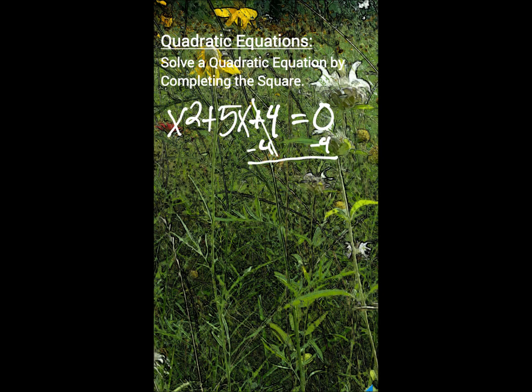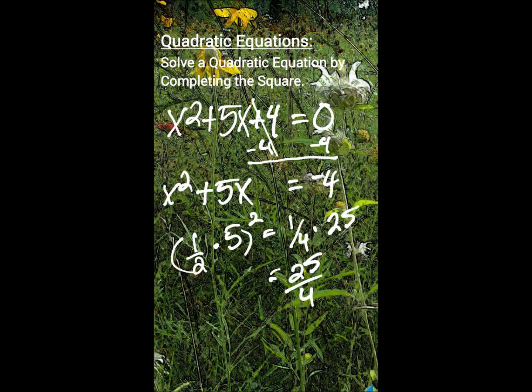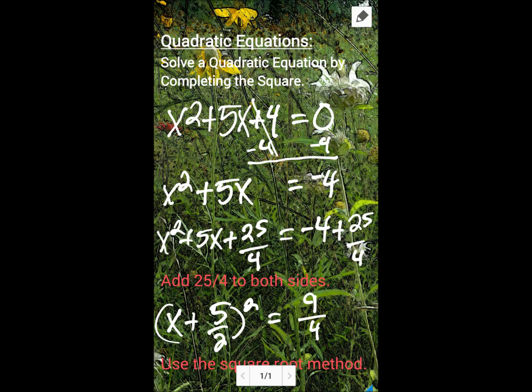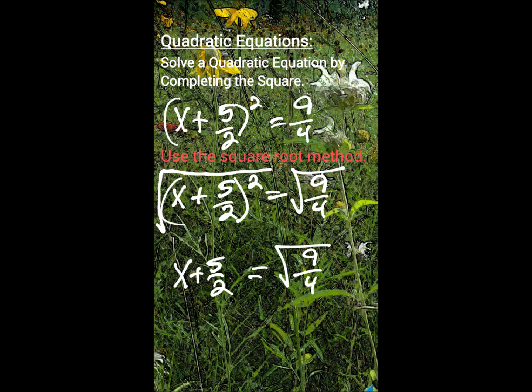So we'll utilize that in our example equation where we have x squared plus 5x plus 4 equals 0. At that point, we'll have x squared plus 5x equals negative 4. So we take 1/2 of 5, and at that point we'll have x plus 5 over 2 squared, which will then equal 9 over 4.